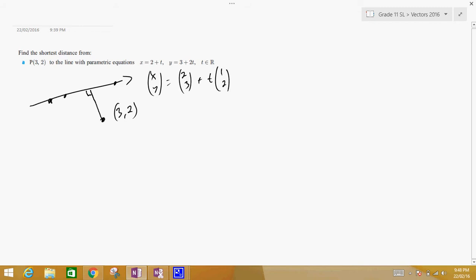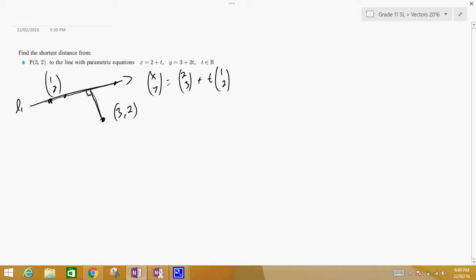And when we think of right angle in vectors, we think of the dot product. So what we need for the dot product is the direction of this line and the direction of this line. Well, we already know the direction of this line. We could call this L1. We know the direction of L1, and that is (1, 2).